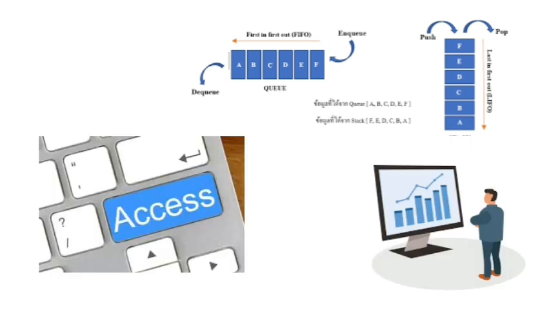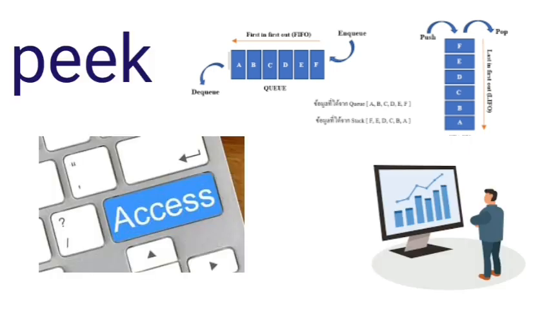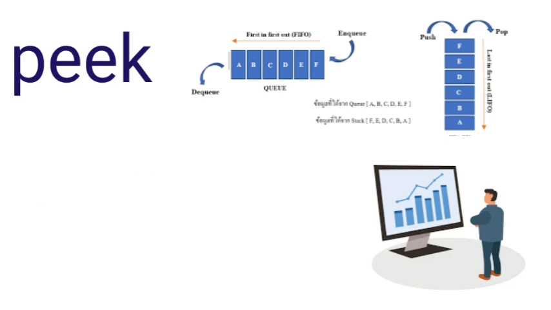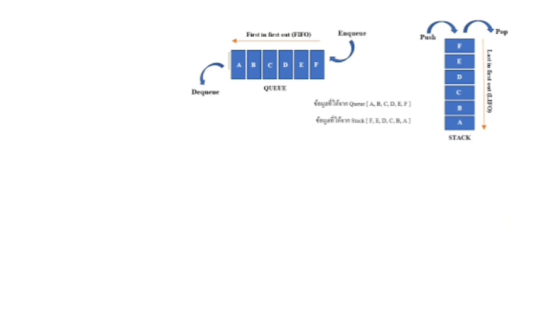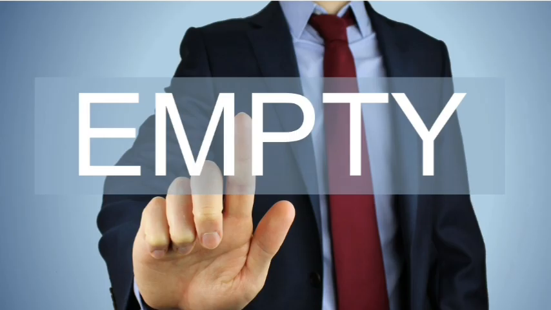Next, peek. This is an important part of the stack: viewing the top element without removing it from the stack. When we need data from the stack, it can be accessed without deleting the data. Then, is empty: checking whether the stack is empty or not.